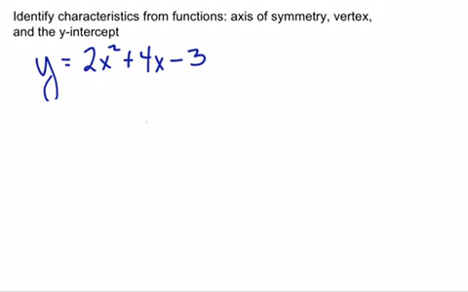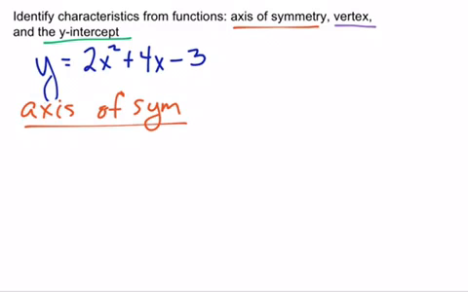Now, the last concept we're going to look at today is identifying the three characteristics from functions: our axis of symmetry, our vertex, and the y-intercept. We will do this algebraically, going through the process of finding these three components of a parabola. The first one you're always going to find is your axis of symmetry. Then the second one will always be your vertex, and the last one will be your y-intercept.